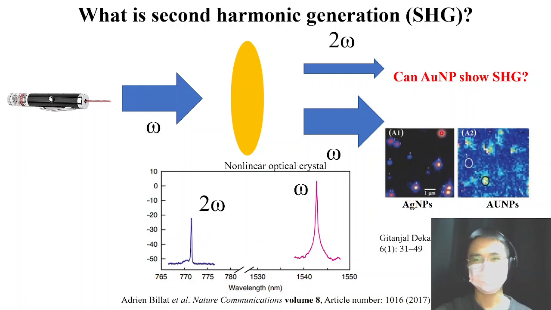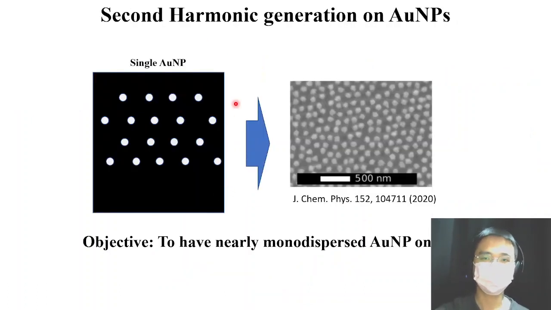Can I have gold nanoparticles show SHG? Yes, because I have seen some papers showing gold or silver nanoparticles in second harmonic generation, so I'm trying this. This is my goal: I want to put a single nanoparticle on the substrate, shine the laser, and go into SEM to make sure what it is.